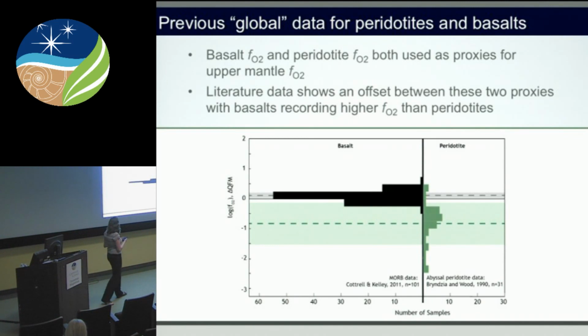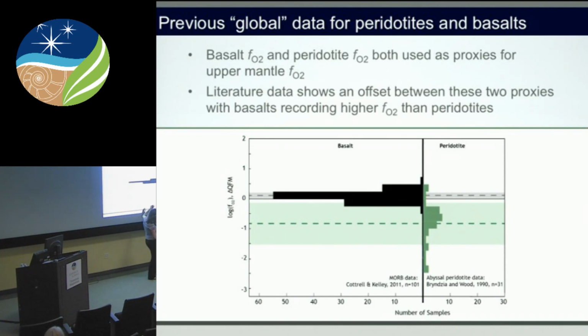And this is motivated by a bunch of observations. In recent years, as some of you I'm sure are aware, there's been a lot of interest in doing XANES on basalts and using that to look at the fO2 of the mantle. And this is a data set from Cottrell and Kelly in 2011, looking at 100 basalts, and they get a pretty systematic estimate for mantle fO2.